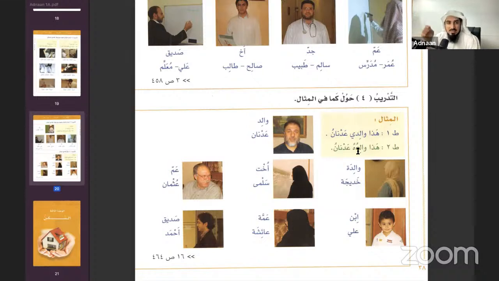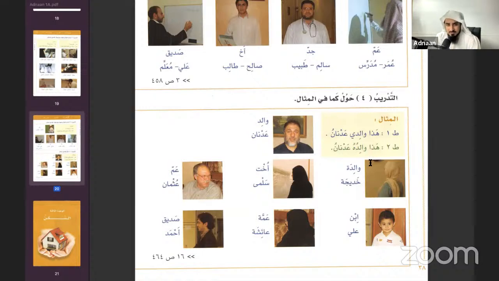هذا كتابي. This is my book. هذا كتابه. This is his book. So they want you to say both of them. First say it as though it belongs to you, then say it as though it belongs to him. So first one, for example, bearing in mind feminine, هذه والدتي خديجة. And if it's his mother, you would say هذه والدته خديجة.